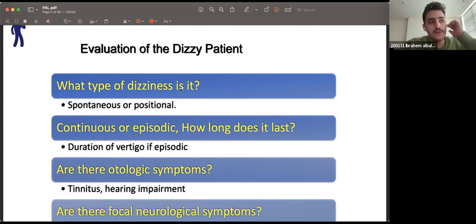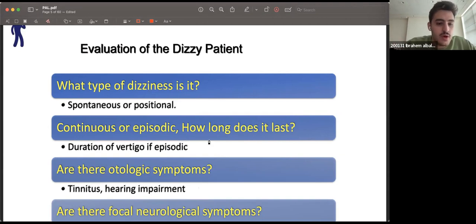Basically, you want to go over SOCRATES. Now, I know you learned that it's just for pain, but you can literally use it for anything. So let's start with site. Obviously, you can't use site for dizziness, so you move on. Let's start with onset. So when did the dizziness start? Did it happen before?